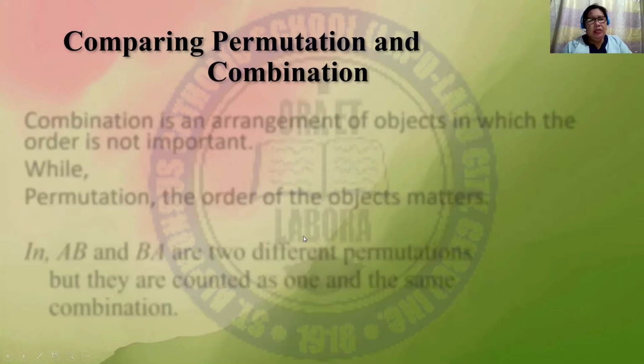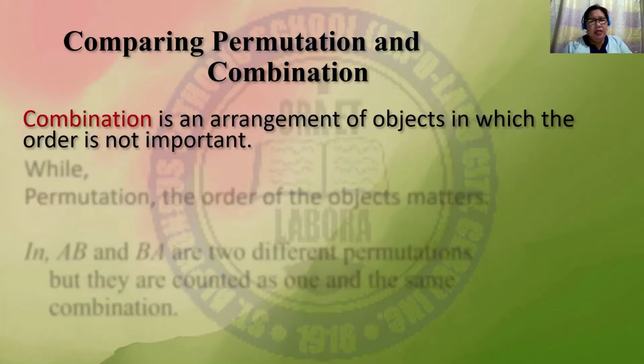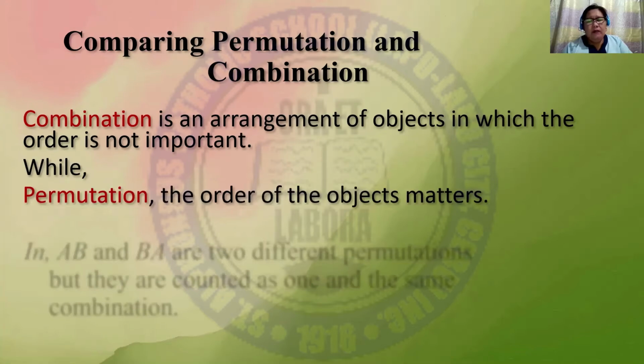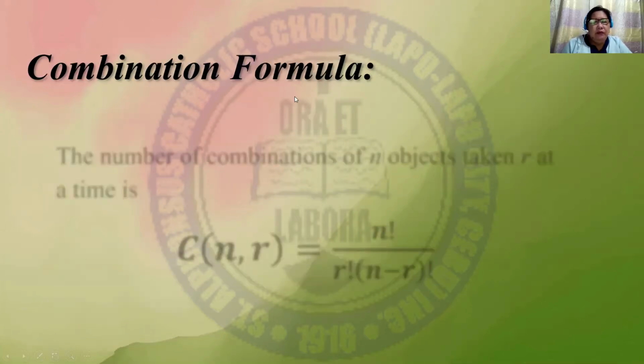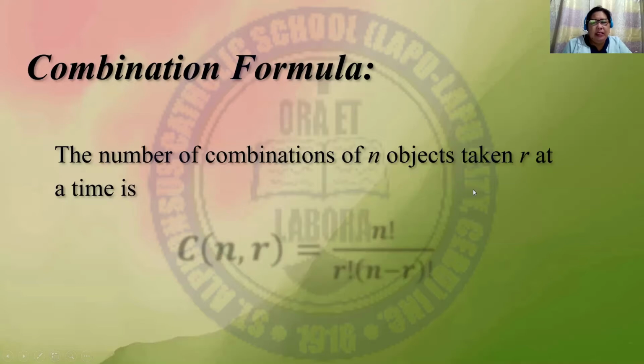Comparing permutation and combination. Combination is an arrangement of objects in which the order is not important, while in permutation, the order of the objects matters. So AB and BA are two different permutations, but they are counted as one and the same in combination. For AB and BA, it's only one combination. Let us have the combination formula. The number of combinations of n objects taken r at a time is C(n,r) equals n factorial over r factorial times the factorial of n minus r.